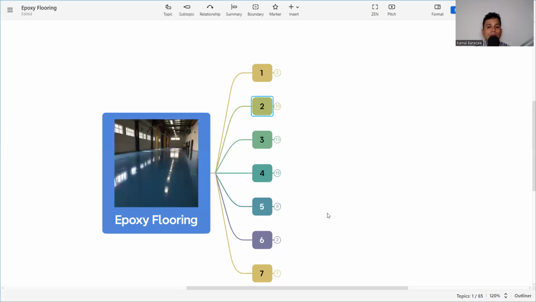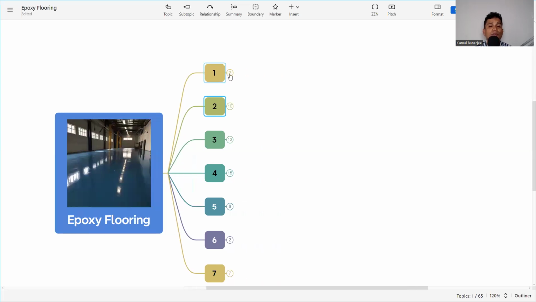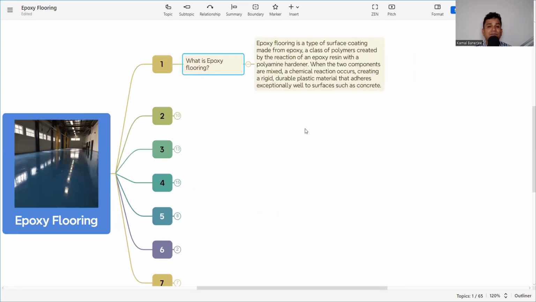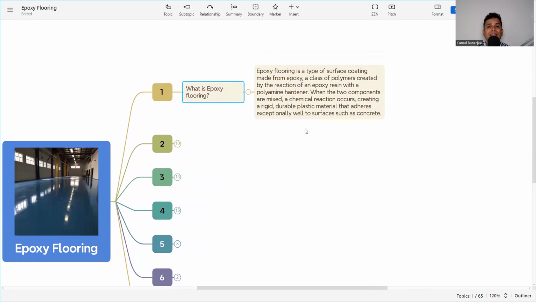So without wasting time, let's jump into the subject, that is epoxy flooring. First, we need to know what is epoxy flooring. So here it is. Epoxy flooring is a type of surface coating made from epoxy, a class of polymers created by the reaction of an epoxy resin with a polyamine hardener.